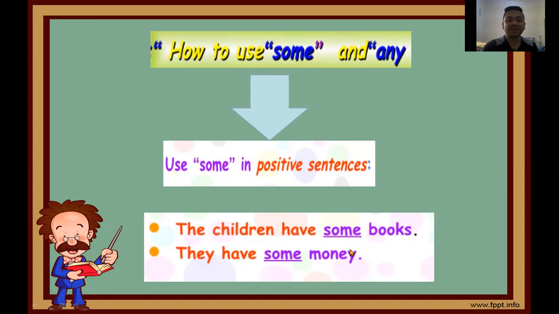Now, number two, they have some money. This is also a positive sentence, but after the word some here we have the noun money, and money, on the other hand, is an uncountable noun. So we can use some in positive sentences with both uncountable nouns and countable nouns in plural form. Take note of that.